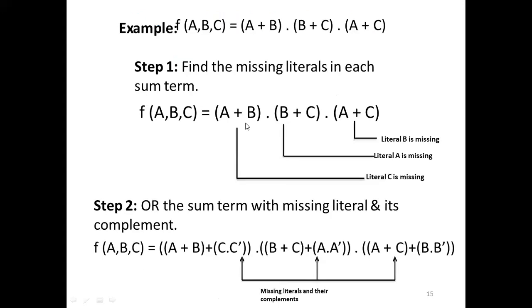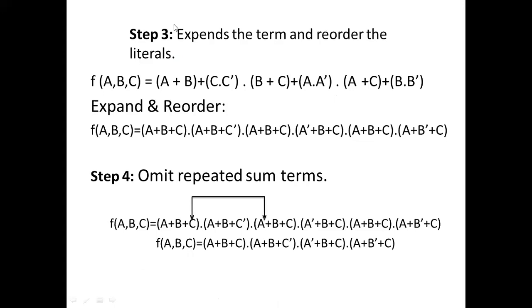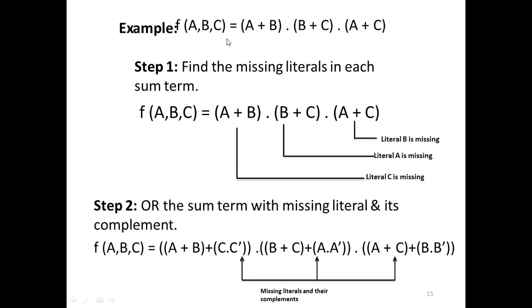So let's start with one example. One example is given in front of you. In that function, we have 3 literals: A plus B dot B plus C dot A plus C. The first step is finding the missing literals in each sum term.